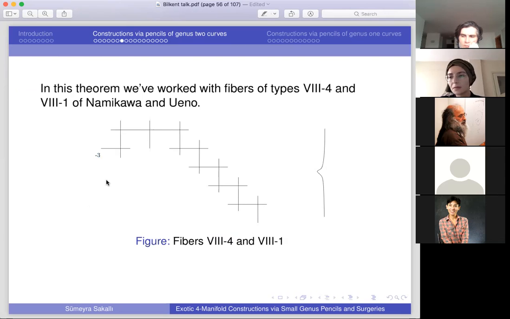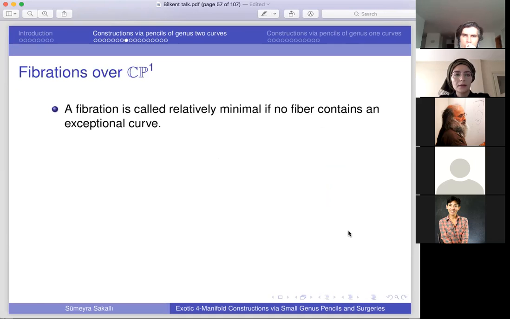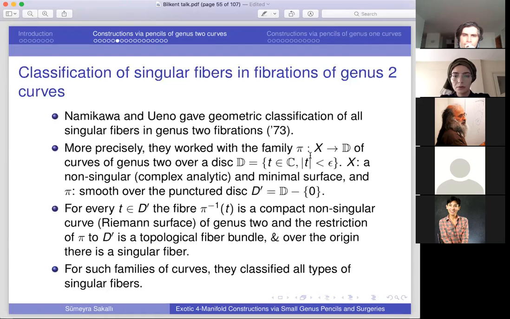And on the right, we have this cusp. It is what they call the fiber of type 8,1. It is called the 2,5 cusp, and I will also talk about that in more detail a bit later in my talk. So we considered these two in our work. Namikawa and Ueno studied this local picture: their fibrations are over some small disk, and there is only one singularity in their work.